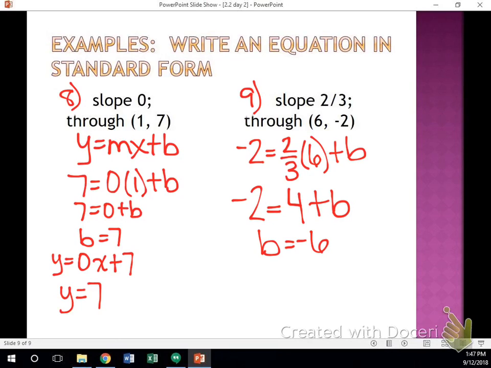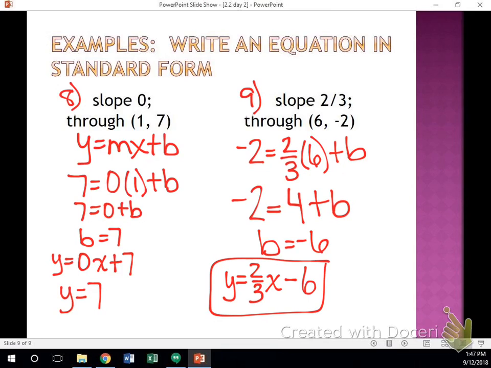To get our final answer, we go back to the original form, but we only plug in m and b. So y equals 2/3 x minus 6. Minus 6 because b was negative. So there are all of our examples for section 2.2, day 2.